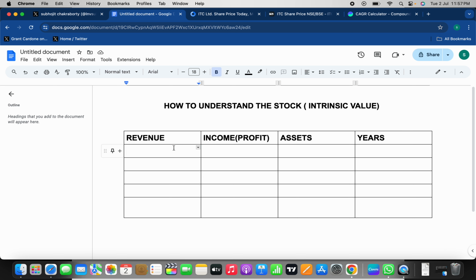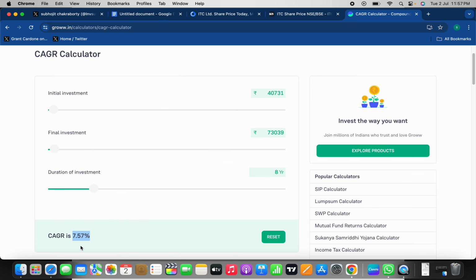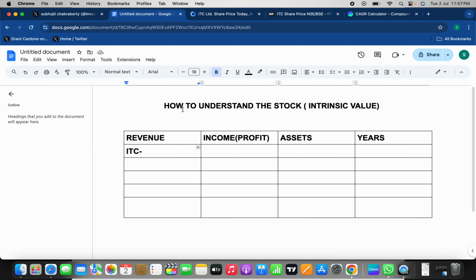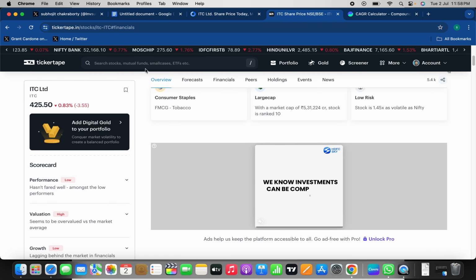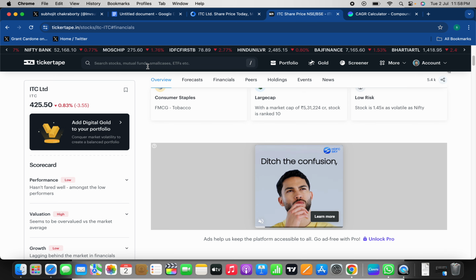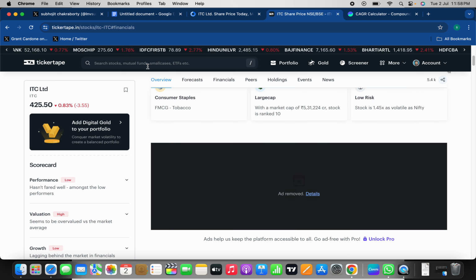Now you make the details. Revenue generated by ITC. What was the revenue growth generated by ITC? 7.57%, right? That is the revenue growth of ITC. The terminal year is 8 years. Let's look at other companies in the same FMCG sector. We will take 3 to 4 examples and you can understand which stock you should look at, and how to choose a stock before purchasing it.